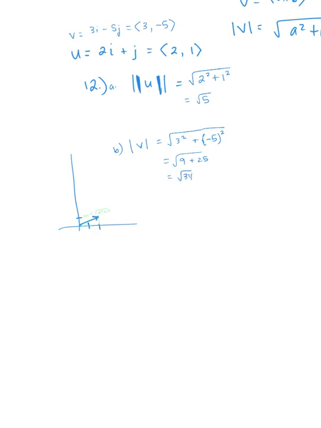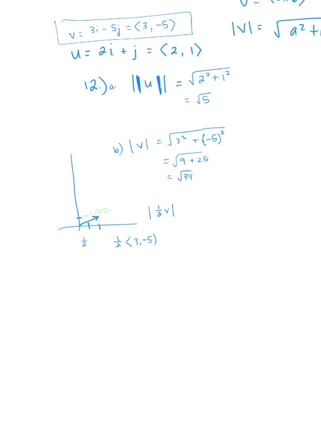All right, and I'll just do one more. We have also the magnitude of 1/2 of v. Okay, so first we want to figure out, well, what's 1/2 of v? And v we just found was 3, -5.